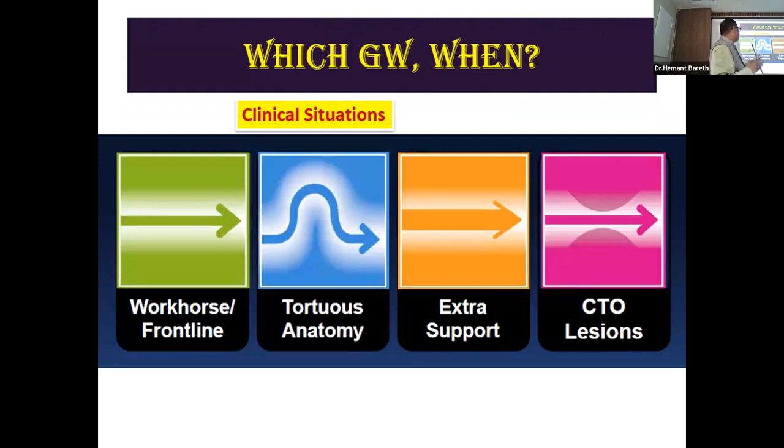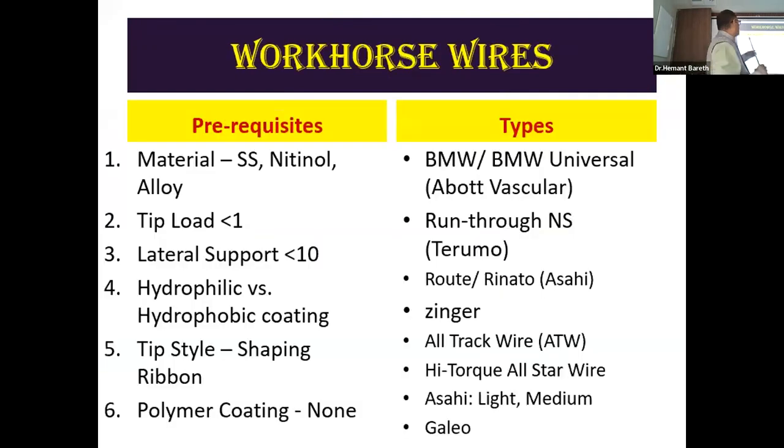Then the other thing is which wire to use when. Before that, we need to know what the workhorse wires are. So what are the prerequisites of a workhorse wire? Remember, it could be either stainless steel, nitinol, or alloy. Normally, tip load needs to be less than 1. Normally, lateral support needs to be less than 10. It could be a hydrophilic or hydrophobic coating, depending on where you are using it.